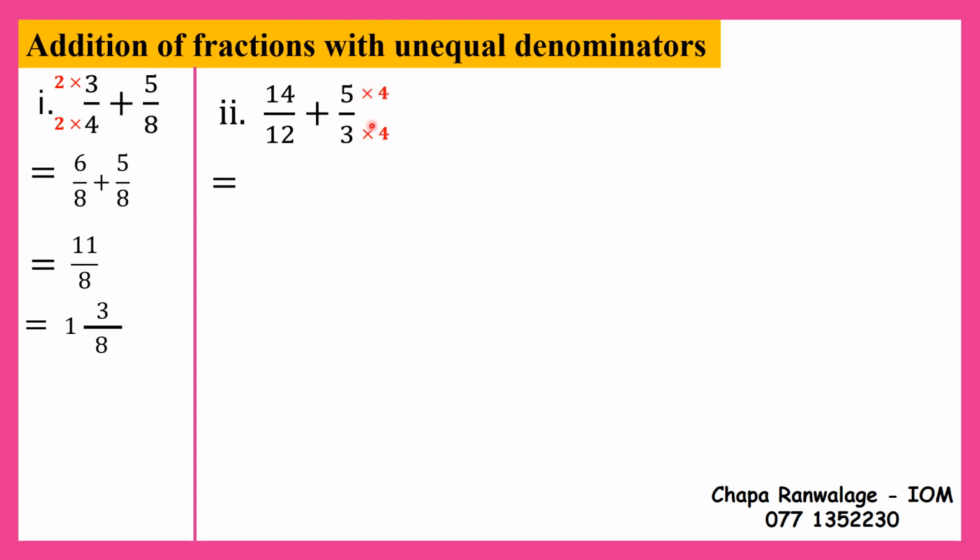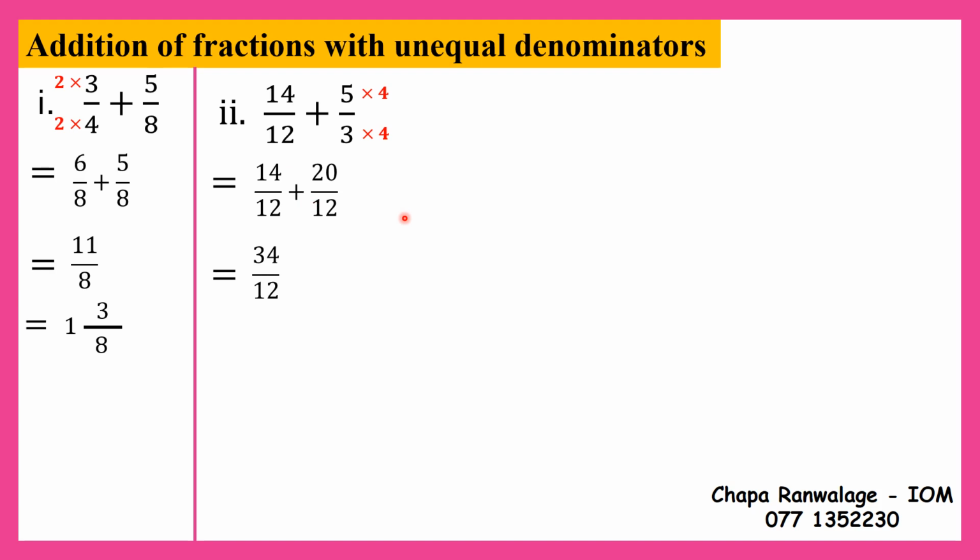If you multiply this denominator by 4, then you should multiply the numerator also by the same number. It is very, very important. And now we can simplify this. 3 times 4 is 12 and 5 times 4 is 20. This is the result. And now the denominators are equal. Now we can add the numerators. So 14 plus 20 equals 34. This is the result. But this is not the final result.